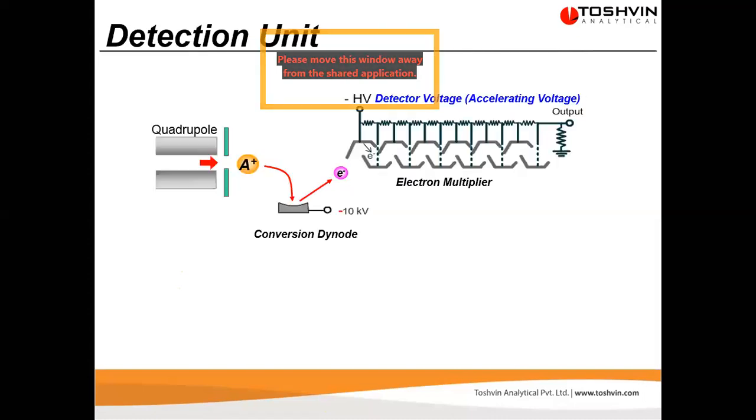Now, this was about the hardware part. Once again, I'll just revise. We had an ionization unit for ionizing my sample, and a separation unit, that is the quadrupole. Its work is to differentiate between ions depending upon mass to charge ratio. And the detector, as the name suggests, will detect and give me the signal of whatever is coming from the quadrupole.